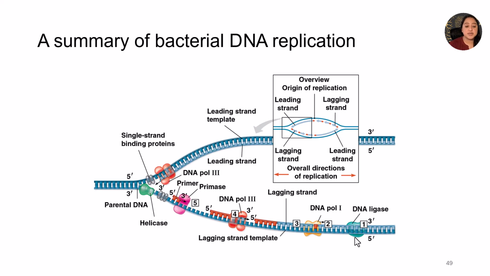So this is, in summary, a super overview of everything, all the key players and the order of events. Helicase unzips the DNA. The single-strand binding proteins hold on to the DNA and stabilize the single-stranded DNAs. Primase puts down a little RNA primer, and that's why it's in red. And that helps DNA polymerase to then start building.